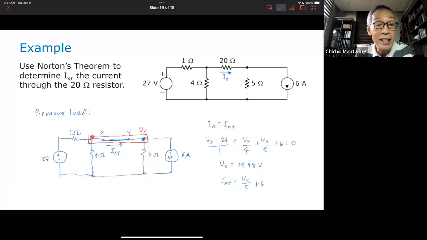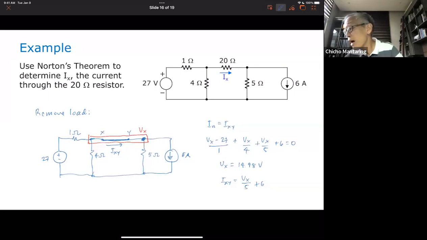I could also have applied KCL here. Right? I could also have applied KCL. 27 minus Vx over 1 minus Vx over 4 should be equal to IXY. So you should get the same answer. Anyway, if you compute for IXY, what is that going to be?